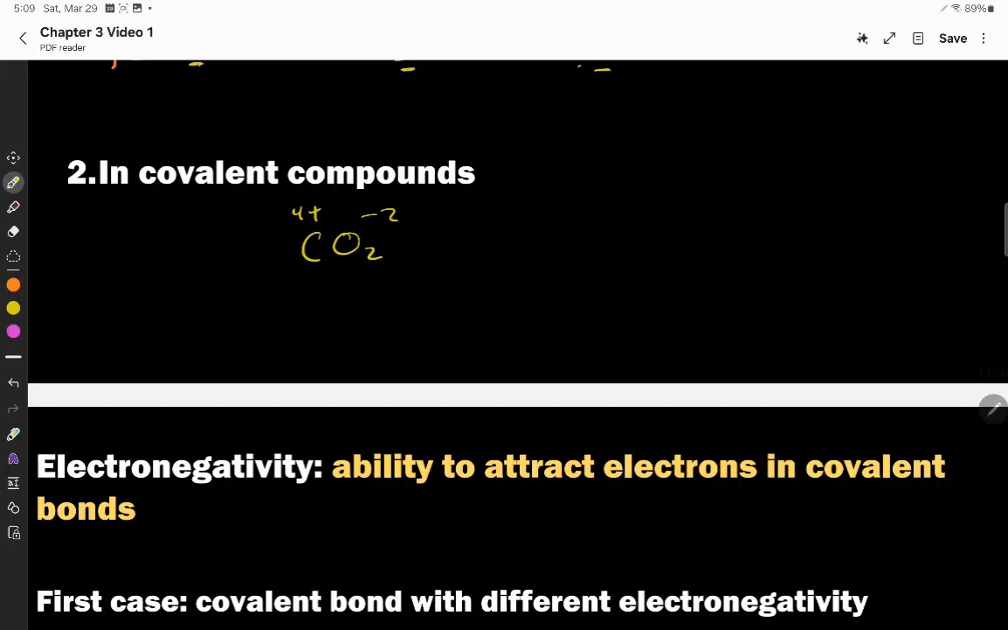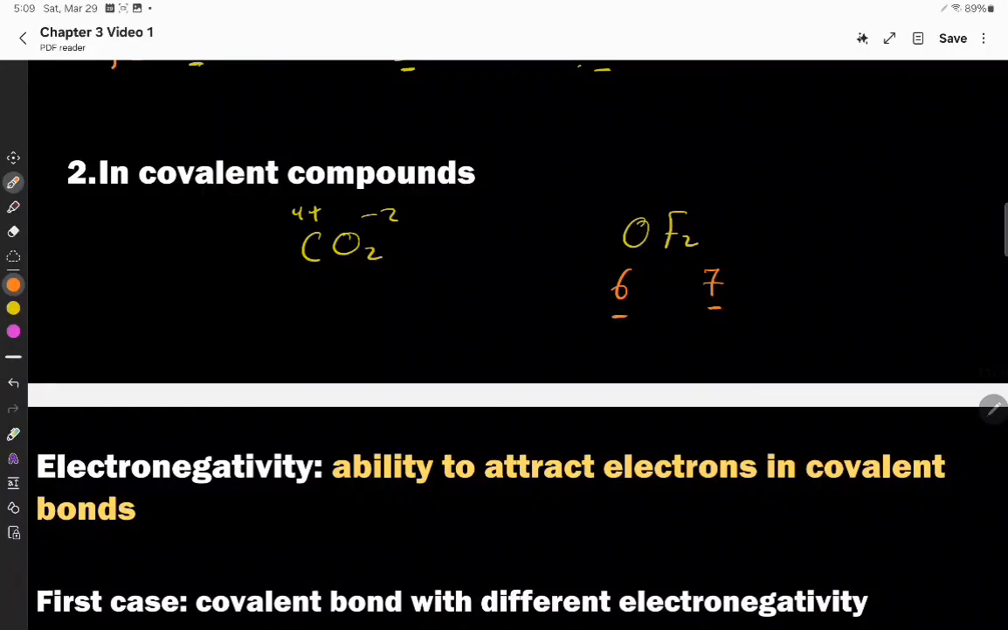But if oxygen reacts with a non-metal element which is more electronegative, then the more electronegative will be the negative and oxygen will be the positive, like this one, OF2. In this case, if you look here, fluorine is more electronegative. Why is it more electronegative? Because it has 7 valence electrons, and oxygen has 6.